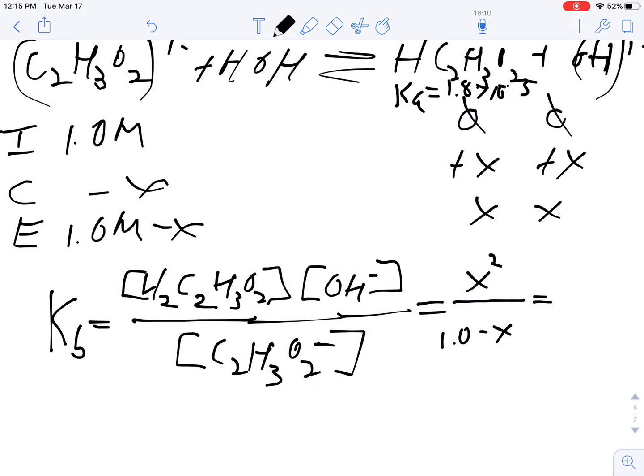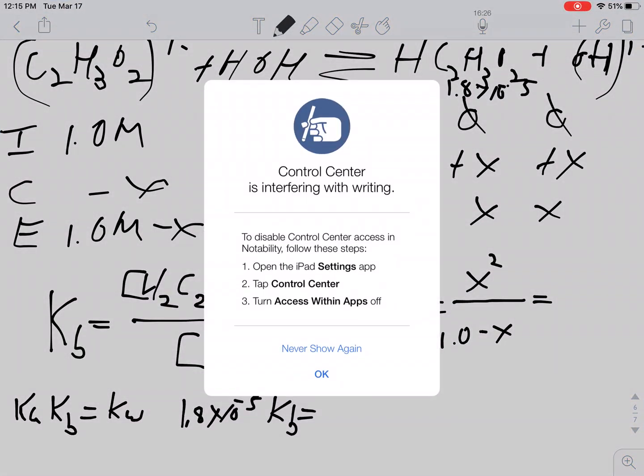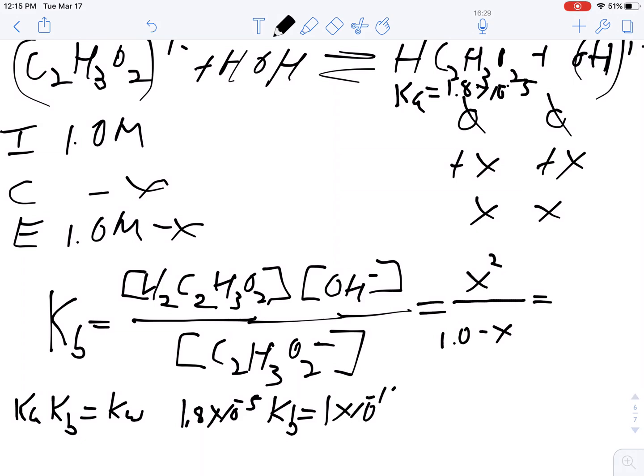Well, to find the Kb, the Ka times the Kb is equal to the Kw. So what we can do is take the Ka for acetic acid and solve for the Kb. And the Kb is going to be 5.5 times 10 to the negative 10th. So now we've got the Kb.